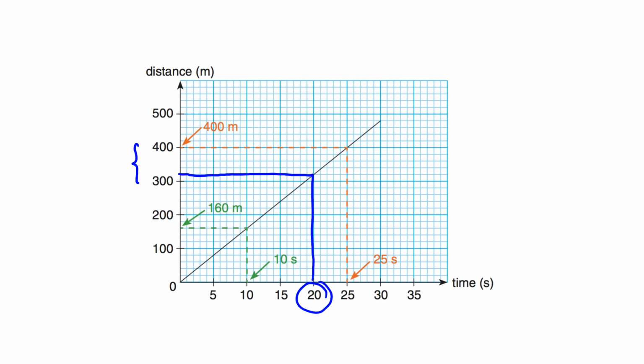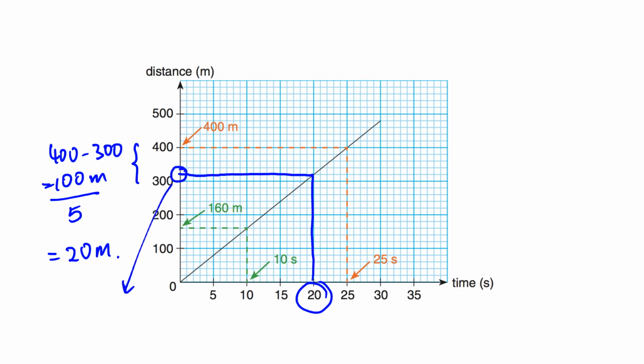The answer for this one, you have to calculate the small interval first. Right here, 5 small intervals equals 400 minus 300, that means 100 meter difference. But you're going to break it down into 5 small intervals, so each small interval represents 20 meter. So therefore this reading will be equal to 300 plus 20, so therefore it will be 320 meter. So that means that at 20 seconds, it will reach 320 meter right there.